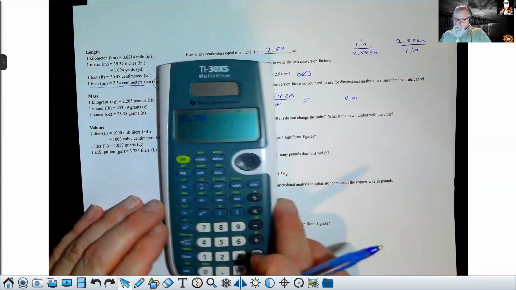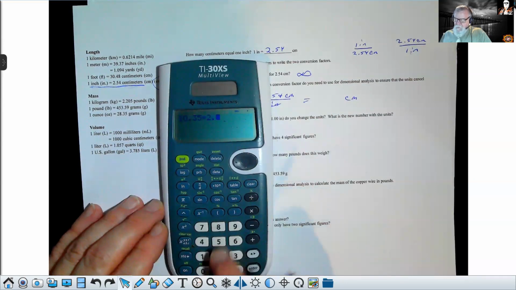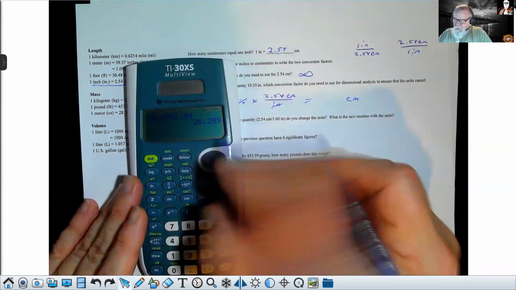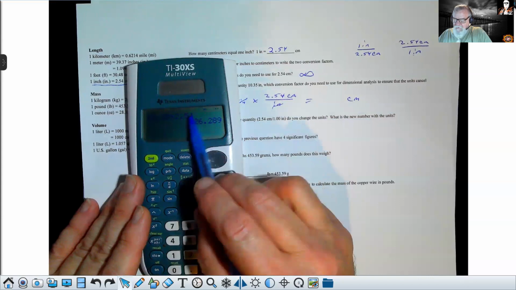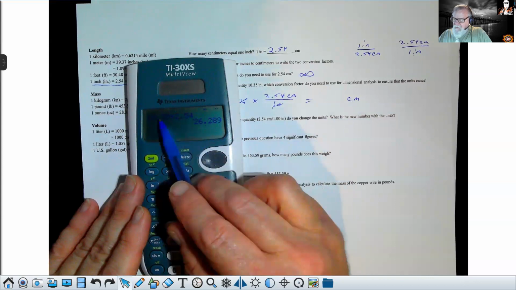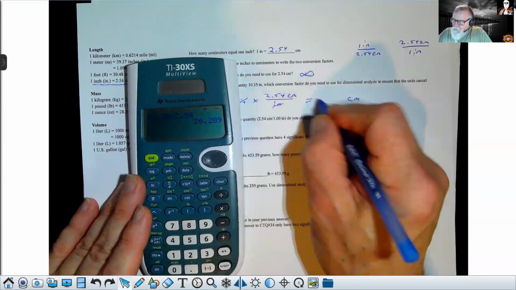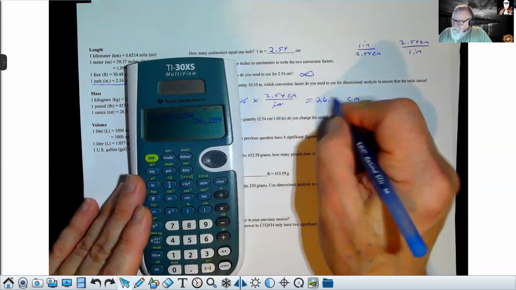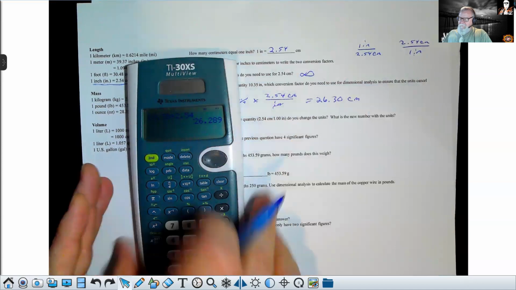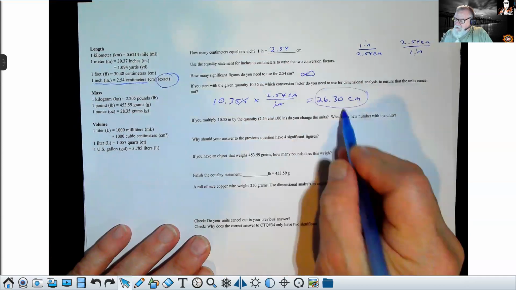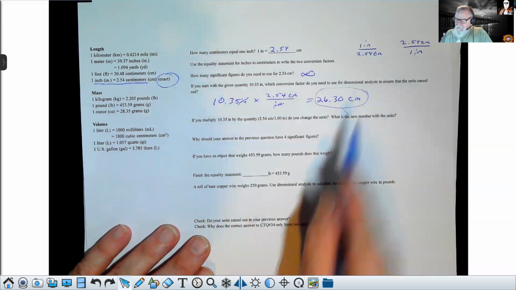10.35 times 2.54. This is going to give us 26.289. This does not limit our sig figs. This does. So that's going to be 4 sig figs. So 26.30 centimeters. That is the answer to this question here with the units.